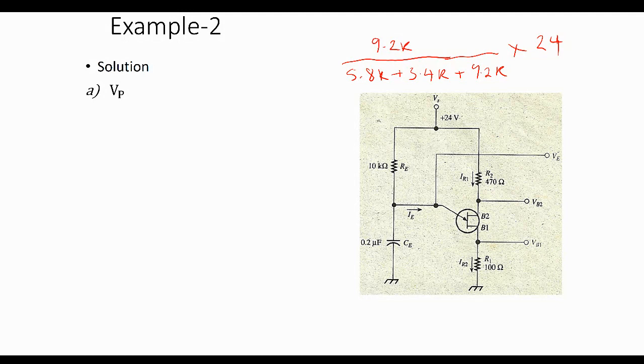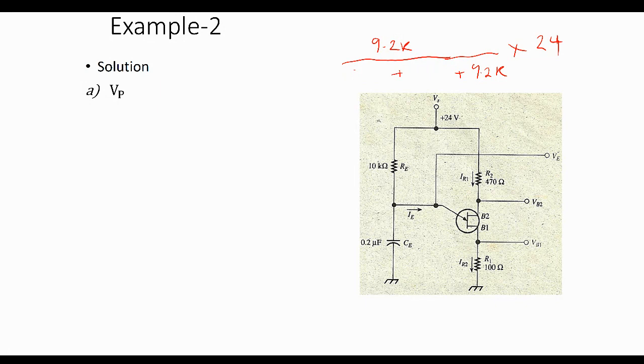Wait, I think R1 is supposed to be, it's not RB1, it's R1 and R2, so it would be the 470 and the 100. I put something in wrong. Yes, sir, for R1 and R2, 100 and 470. Oh, sorry. I think the first value is right, it's 22.6.